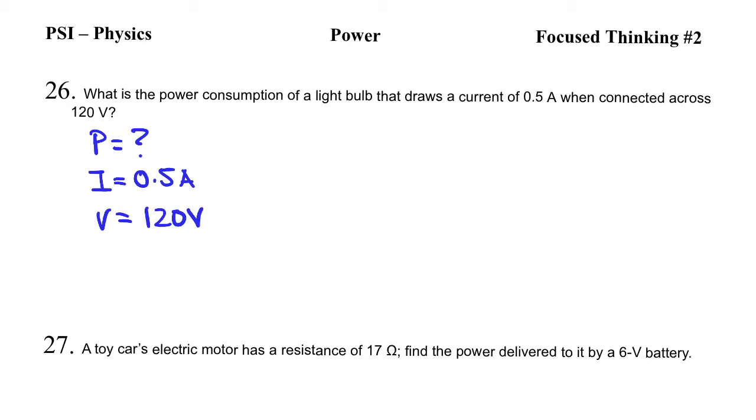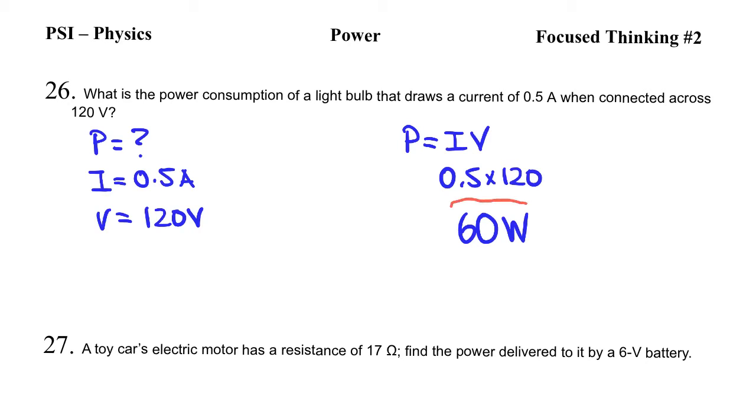If you have good notes from the last slide that I just showed you and talked about really quickly, you're going to know that you're going to use this equation: P equals I times V. So here you're going to do 0.5 multiplied by 120, and you're going to get 60 watts. You don't even need a calculator if you're pretty good. I won't hold it against you if you have to use a calculator, but that's okay. All right, so let's move on.